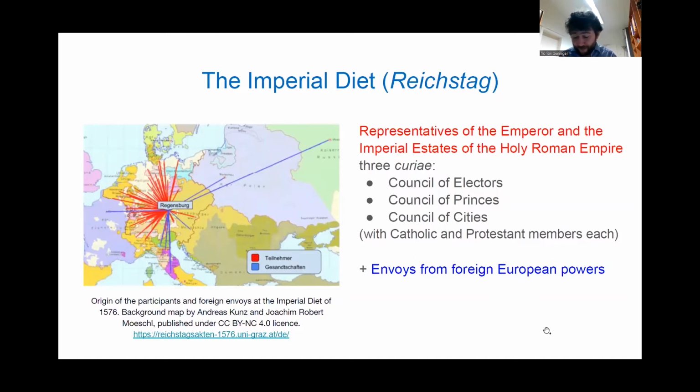The imperial estates themselves deliberated in three curiae, those of the electors, those of the princes, and those of the imperial cities, which, after their deliberations, exchanged views with the monarch several times.